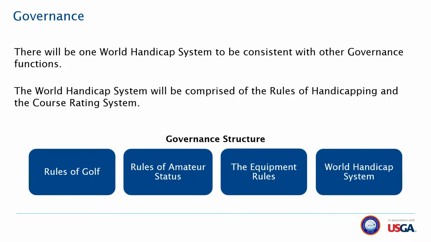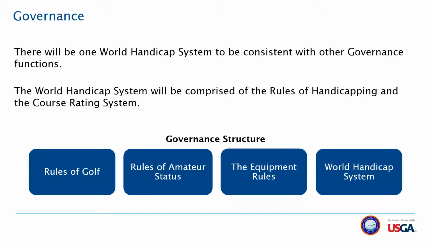So for the governance, there will be one World Handicap System to be consistent with other governance functions. The World Handicap System will be comprised of the rules of handicapping and the course rating system. So to emphasize, there's one set of rules for handicapping to be consistent with other governance functions. And the USGA and the R&A currently govern the game with a global set of playing rules, equipment rules, and rules of amateur status. And in 2020, we'll be adding the final piece to the puzzle for the governance by implementing the World Handicap System, which consists of the rules of handicapping and the course rating system.